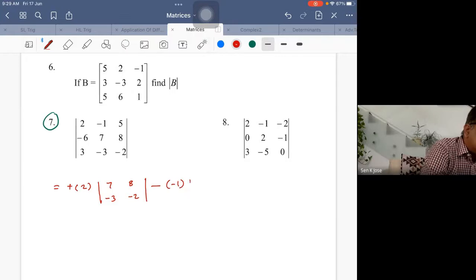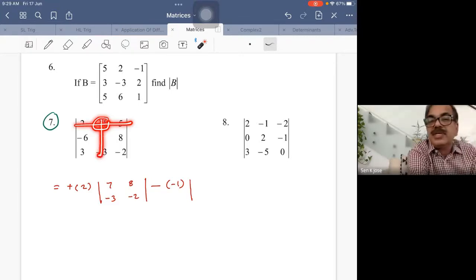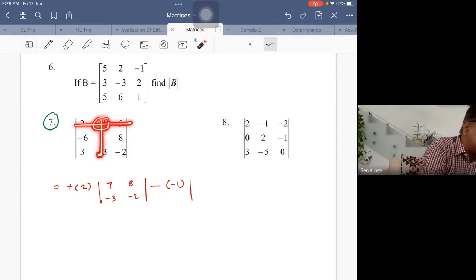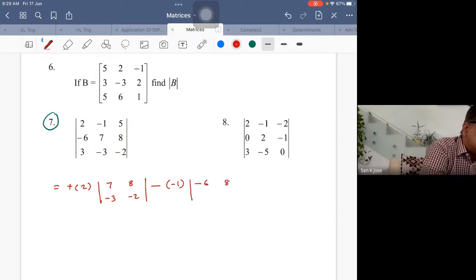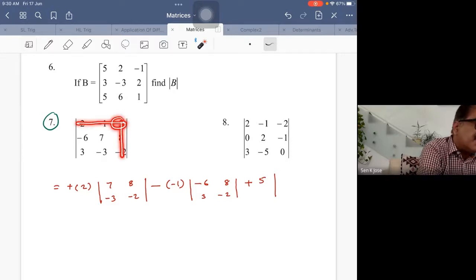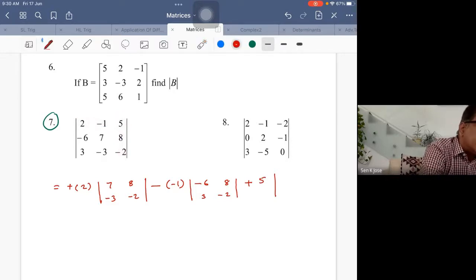The element is minus 1 into its minor. The element is minus 1. Delete the row and the column it belongs to. Now copy the numbers. Minus 6, 8, 3 and minus 2. Plus the next element is 5 into its minor. 5 is the element. Delete the row and the column it belongs to. Pick up the 4 numbers. You will get minus 6, 7, 3 and minus 3.